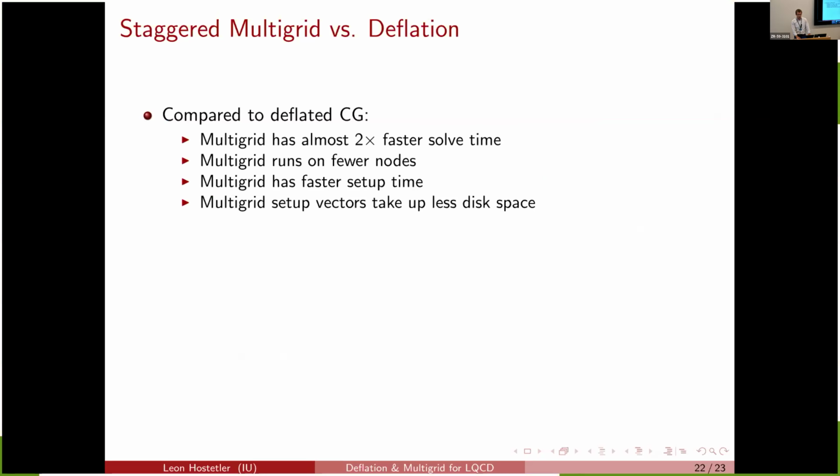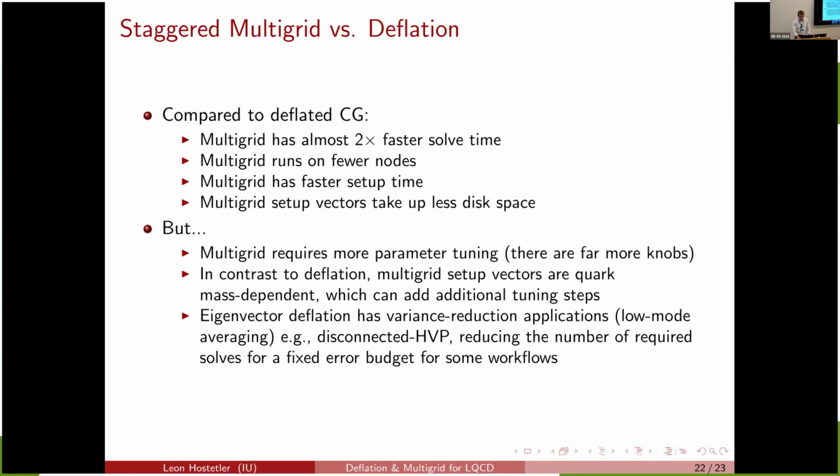So if we compare multigrid versus deflated CG, we found that multigrid has almost a 2x faster solve time. It also runs on fewer nodes, has faster setup time, and the setup vectors take up less disk space. But the drawbacks are that multigrid requires a lot of parameter tuning. There's lots of knobs to tune, you know, how many setup vectors to use for each level, what tolerances to use in the solver and all that. These things need to be tuned in order to get the good behavior out of the multigrid.